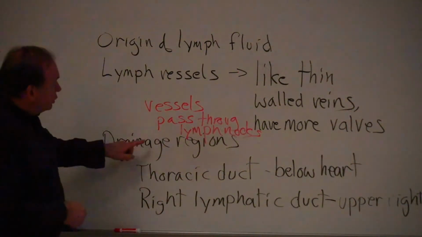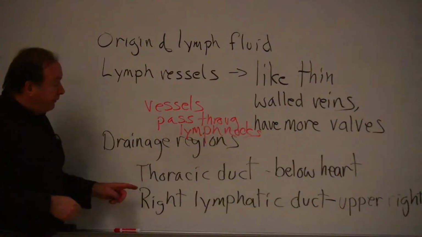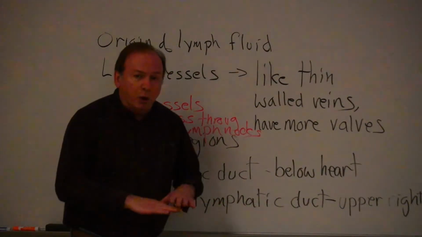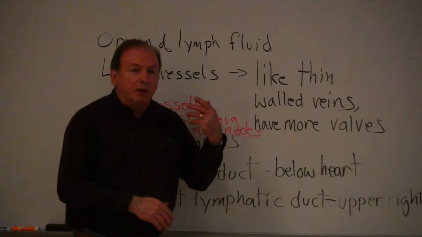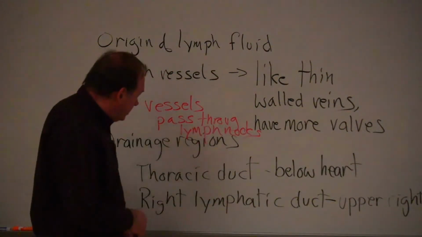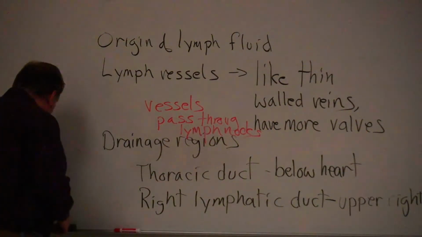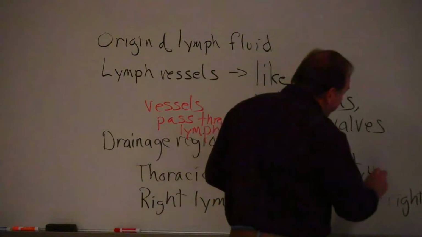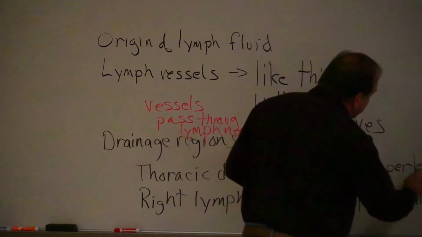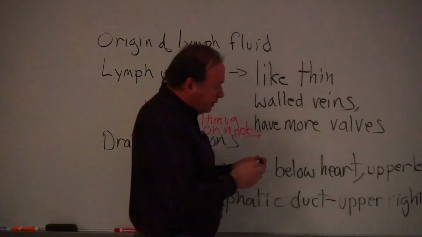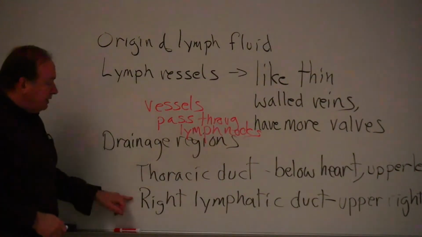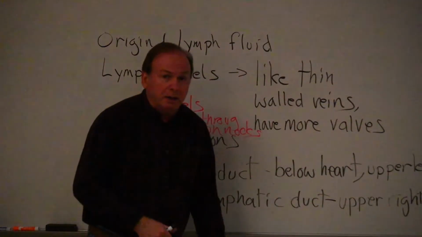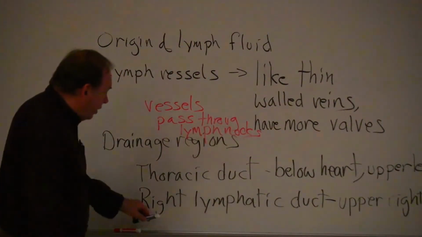There are two major drainage regions for lymph, one of them being from the thoracic duct. Everything below the heart and on the upper left side of the body is drained by the thoracic duct, so below the heart and upper left portions of the body are drained by the thoracic duct. The right lymphatic duct will drain all the upper right quadrant of the body above the heart.